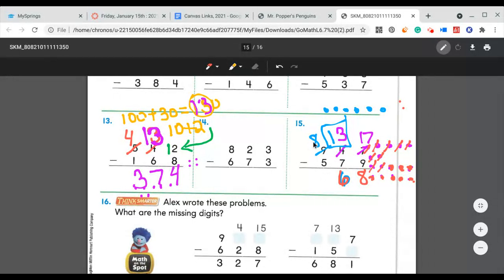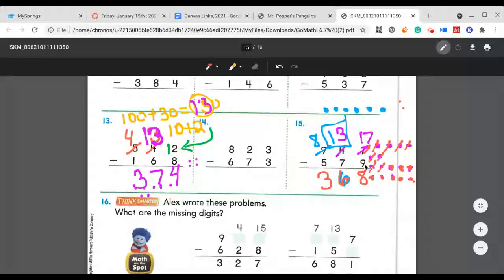We have 8 minus 5. 800 minus 500 is 300. So our total difference is 368. All right, I hope that helps. Remember, we always have to start in our ones column. Whether we are subtracting or adding, we start in the ones column.